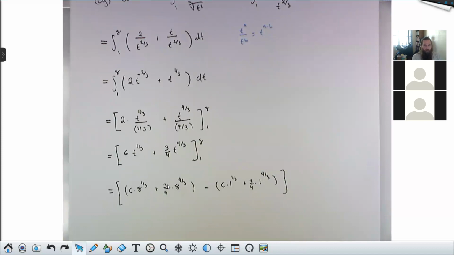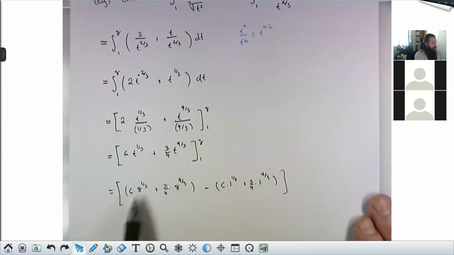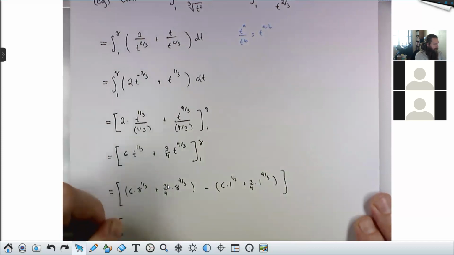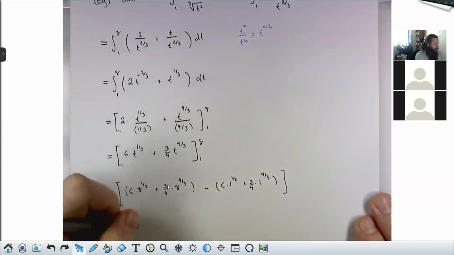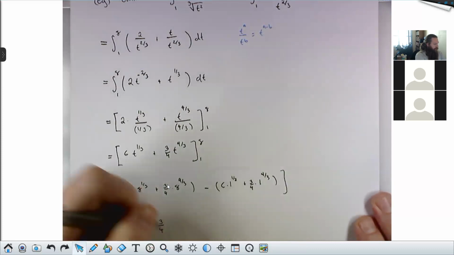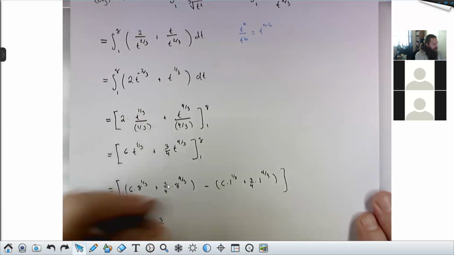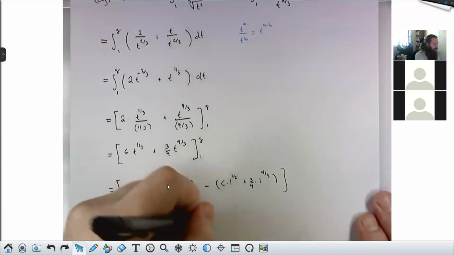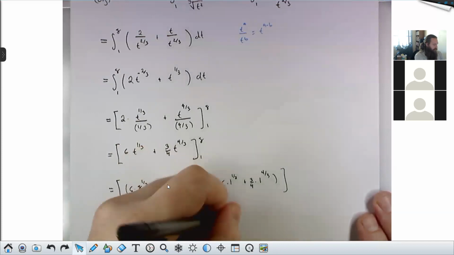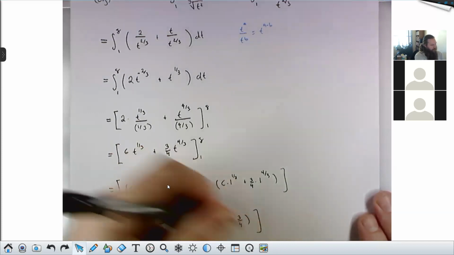What is 8 to the 1/3 power? It would be 2, right? The 1/3 power is the same as the cube root. 8 is 2 cubed, so 8 to the 1/3 is 2. That'll also help us with this other piece. So this piece is 6 times 2. And then here I have plus 3/4. 8 to the 4/3 is the cube root of 8 raised to the 4th power, so that's 2 to the 4, which is 16. And then over here we have minus 6 plus 3/4, because 1 raised to any power is just 1.